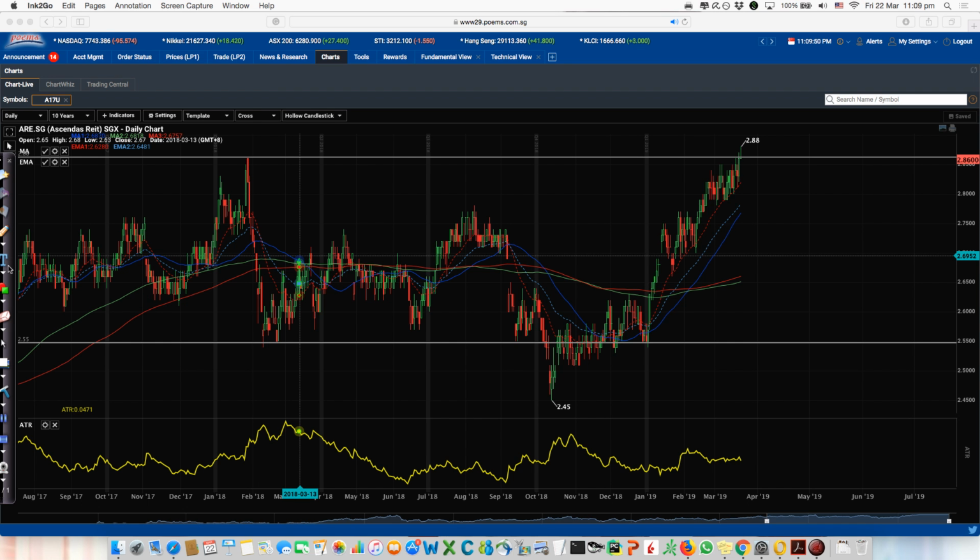I entered at this level, around 265. Around here, you see there was this kind of resistance, and remember, a resistance is a zone. Also remember that when we see a price hitting a resistance for at least 3 times, we want to wait to see a breakout before going long. And that's where the breakout happens, at this level.